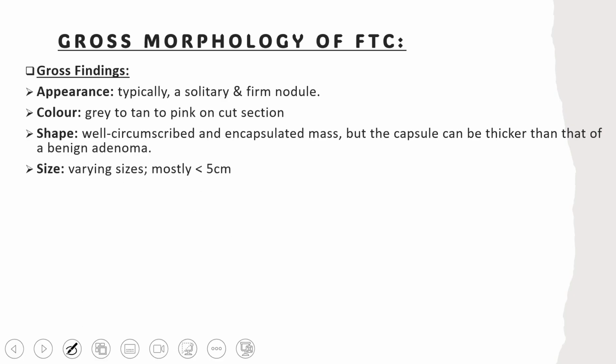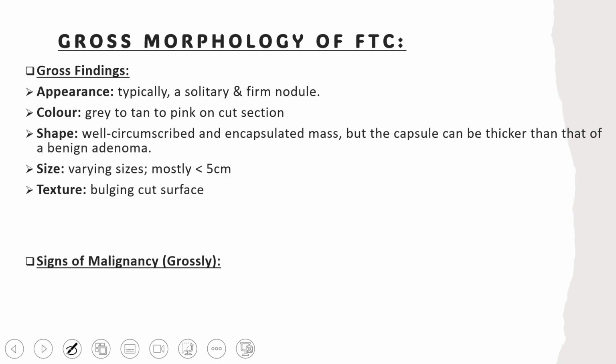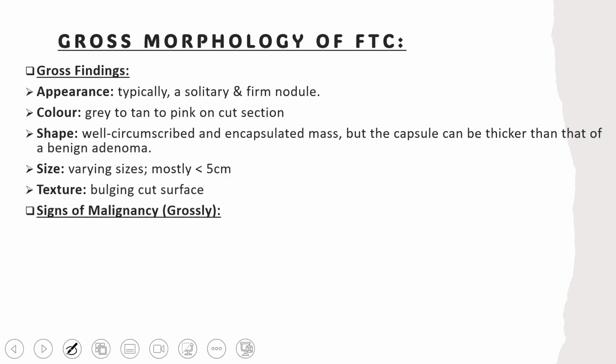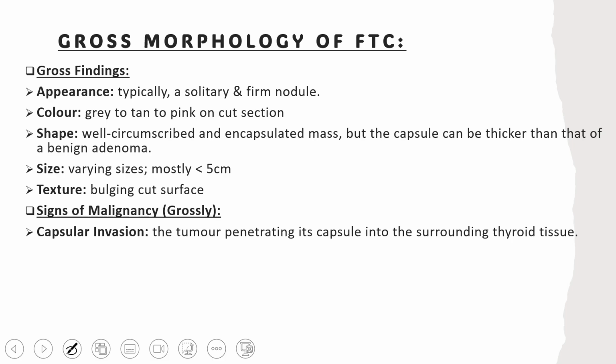And size varies, mostly less than 5 centimeters, and the texture is bulging. When you go through the cut surface, the texture will be bulging. And what signs of malignancy grossly will determine the transition of this follicular adenoma or follicular thyroid carcinoma to an even more malignant case? There will be capsular invasion.